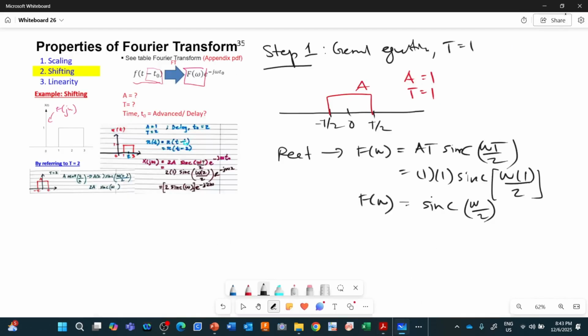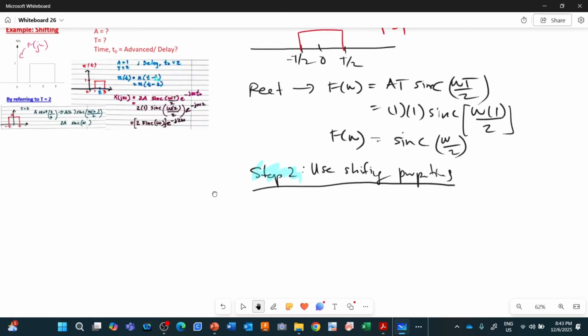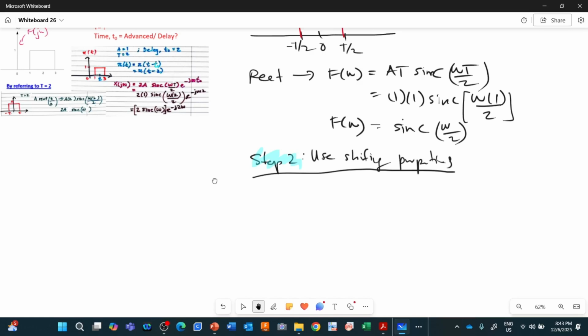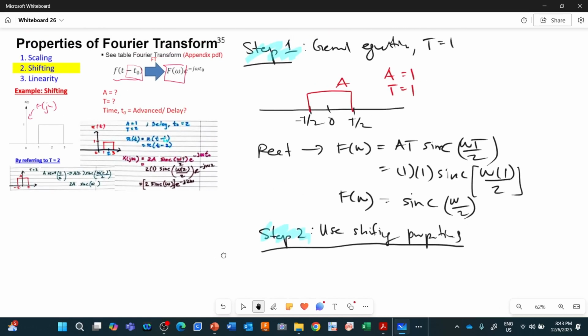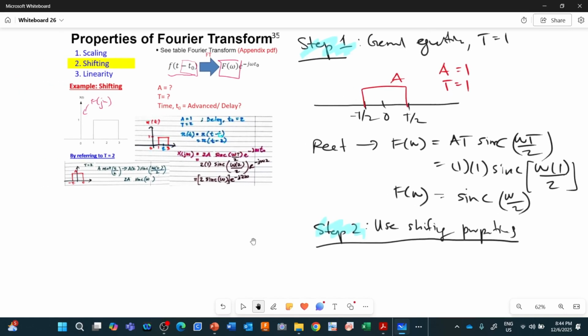Okay, so let's do that. Step number 2 is use the shifting property. Oh, before that, sorry, I forgot about one thing.